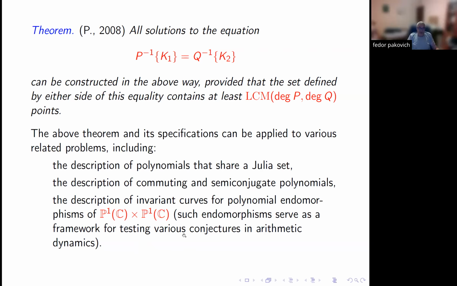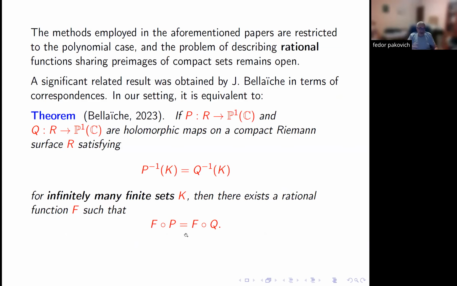So it is interesting, but the real problem I would like to mention is that all these methods, also by Ding or in my own works, are restricted to the polynomial case. And the problem of describing rational functions sharing preimage of compact set is completely open. So one result which is related and very strong and interesting, which does not, however, solve it in the previous sense, is the following.